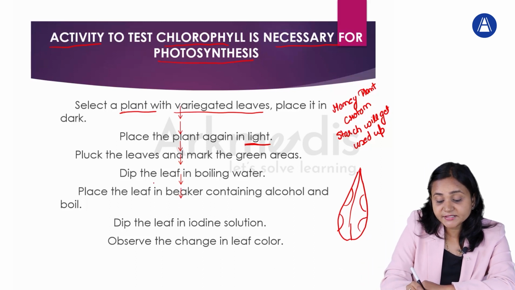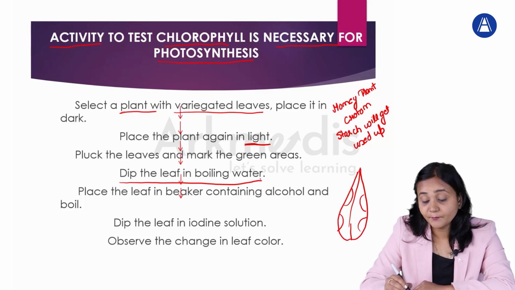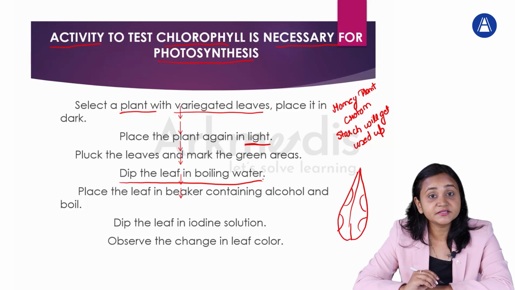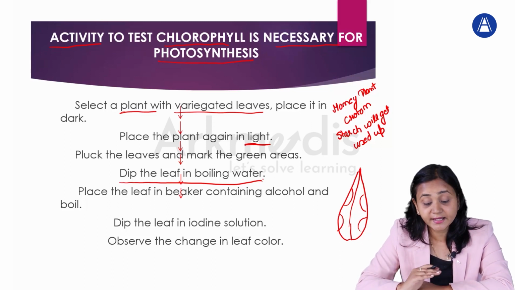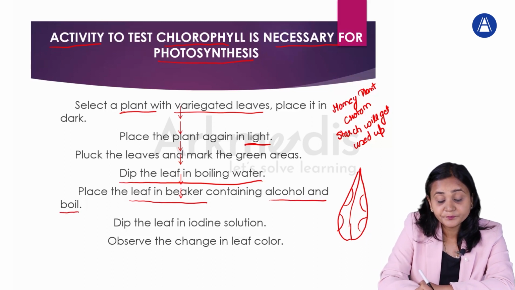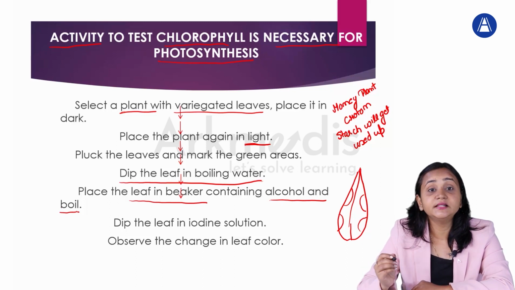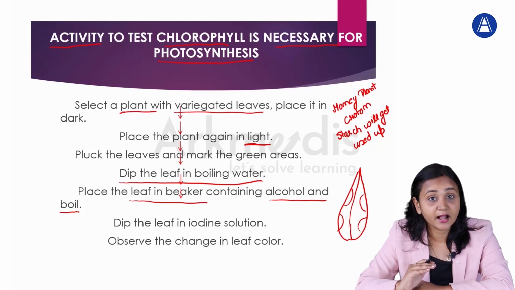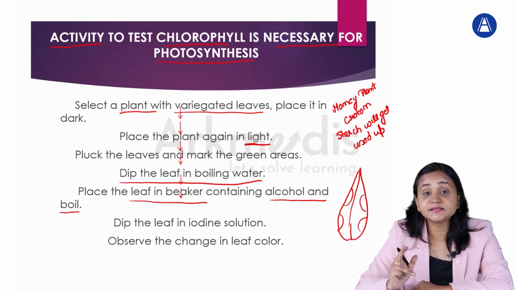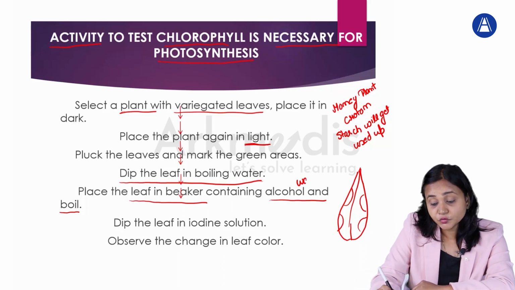Okay, what you next have to do is to dip this leaf in boiling water, and after some time you take out that leaf and again place that leaf in a beaker that is containing alcohol, and again you have to boil. Make sure that you place the leaf inside a beaker that contains the alcohol and then place that beaker inside a water bath. Make sure that this alcohol is highly inflammable. So, a water bath should be used for this boiling purpose.